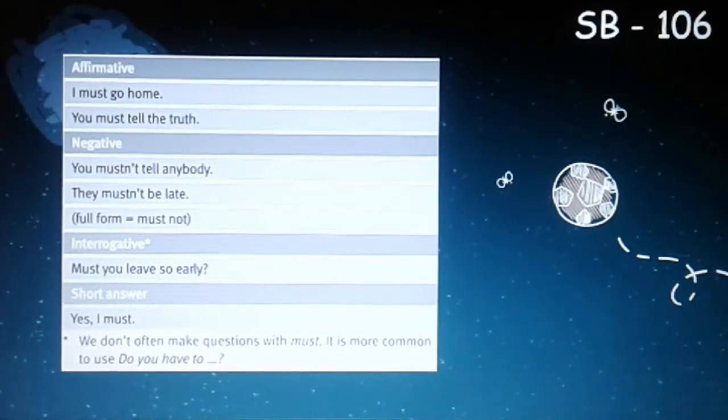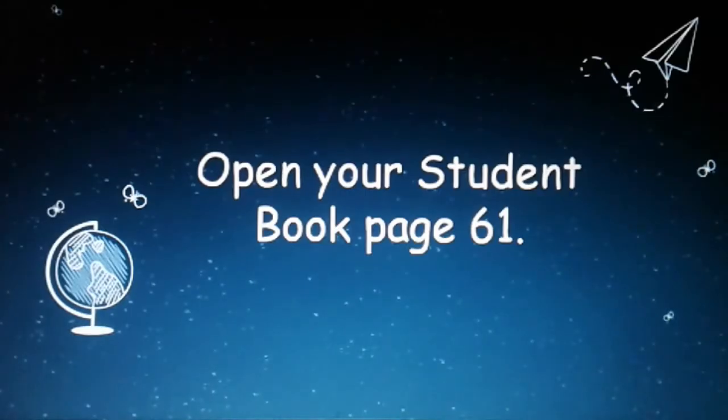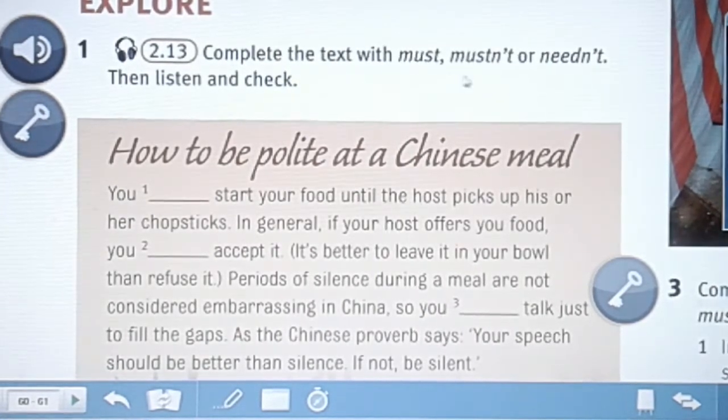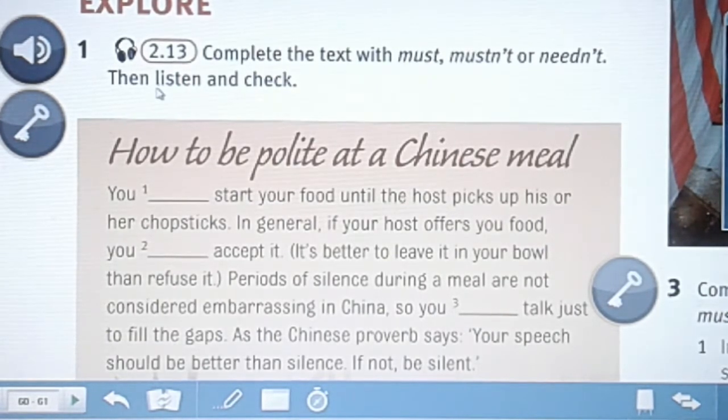Alright, now open your student book, page 61. Have you opened your student book, page 61? First of all, you need to answer part 1. You have to complete the text with must, mustn't, or needn't. And later, listen to the audio of the text and check your answer.